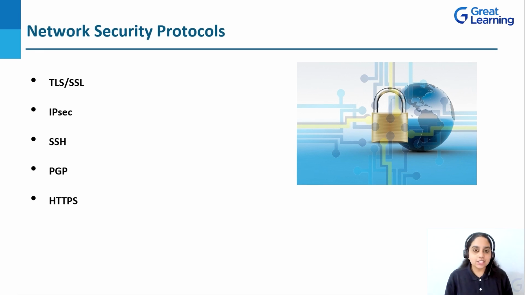The first one is TLS or SSL. TLS full form is Transport Layer Security. SSL full form is Secure Sockets Layer. TLS is an upgraded version of SSL. It is one of the most popular and secure encryption protocols. TLS includes 2 layers. The first one is Handshake Protocol and the second one is Record Protocol.